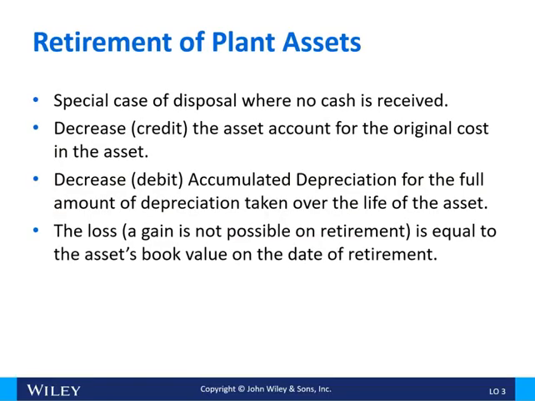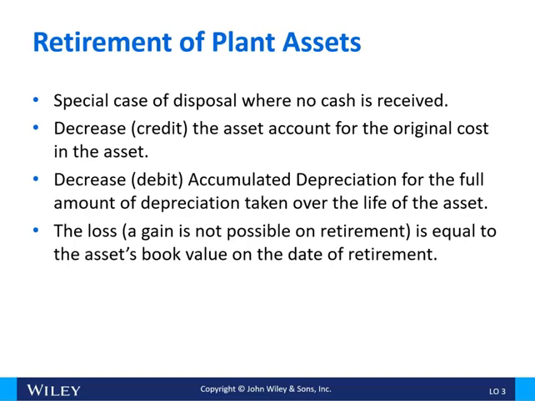Retirement of plant assets. This is a disposal where no cash is received. We're going to decrease with the credit the asset account for the original cost and decrease, debit, the accumulated depreciation for the full amount of depreciation taken over the life of the asset. So that's the same as what we saw when we recorded the sale.